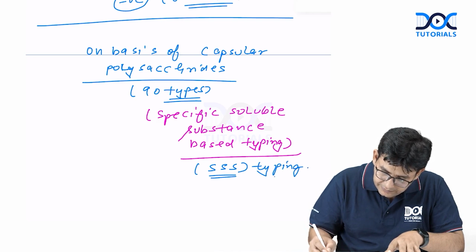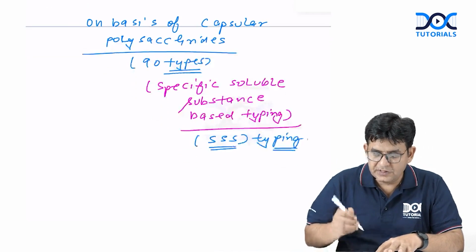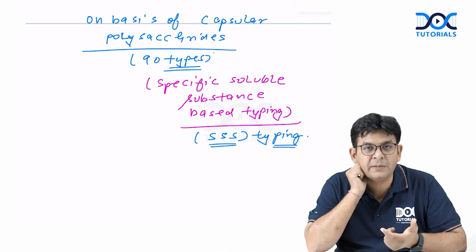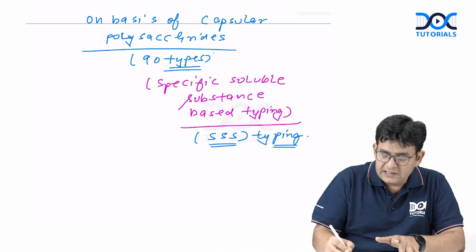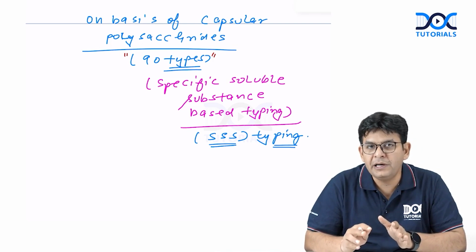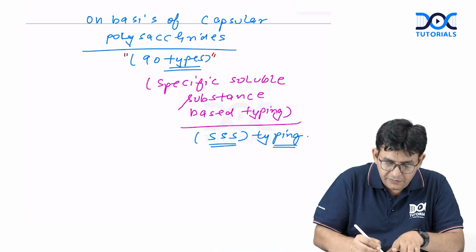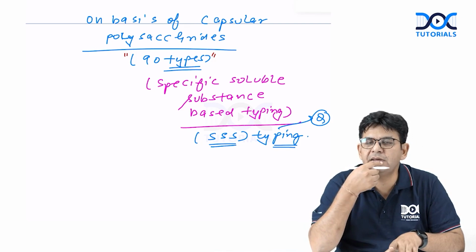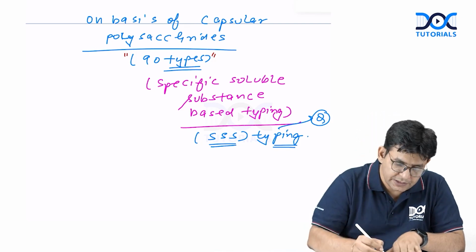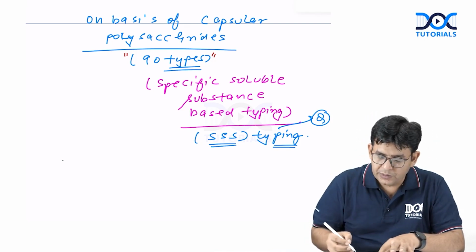S typing. Okay, so specific soluble substance based typing, also termed as S typing, is used to classify this pneumococcus into how many types? 90 types. So this is a different sort of thing, can be asked in the exam. The S typing is done for what? The answer is pneumococcus. It is done for pneumococcus.